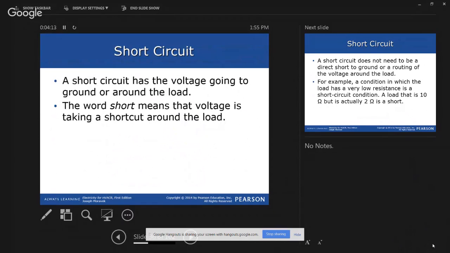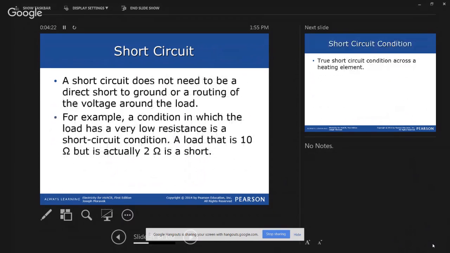A short circuit has a voltage going to ground or around the load. The word short means the voltage is taking a shortcut around the load. A short circuit does not need to be a direct short to ground or a routing of the voltage around the load. For example, a load that has a very low resistance is a short circuit condition. A load that is supposed to be 10 ohms but is actually 2 ohms is a short.